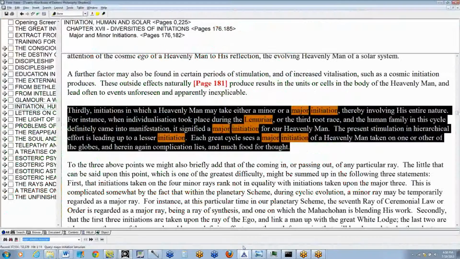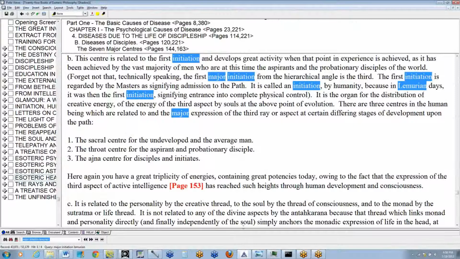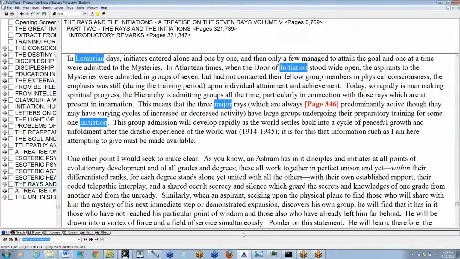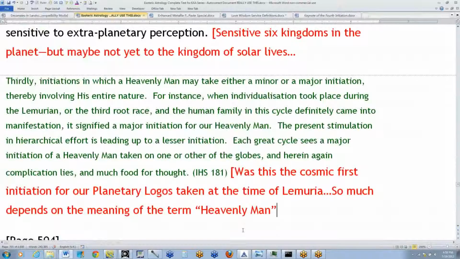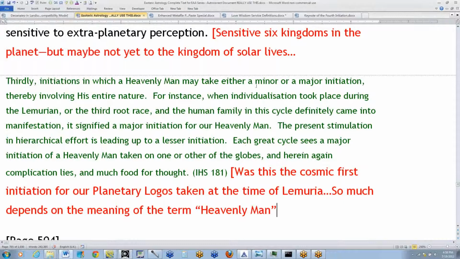Let's just see if there's anything else here. First major initiation for the hierarchical angle. No, this is about human beings. That was the reference that I was looking for. The major cosmic major initiation, which can be looked at, since there are two series, there are major and minor, and we're given the hint about two series on page 384 of Cosmic Fire.